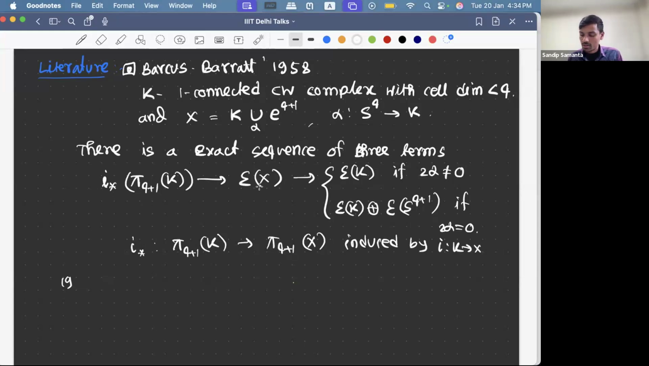The image of I star is a subgroup of pi q plus 1 of X, so there is somehow a map there. It's also not saying anything about injectivity or anything. It's just that after composing, that thing is 0. That's why it's just a three-term exact sequence, not even saying that this is injective or anything, but still in some cases that might help in computation.